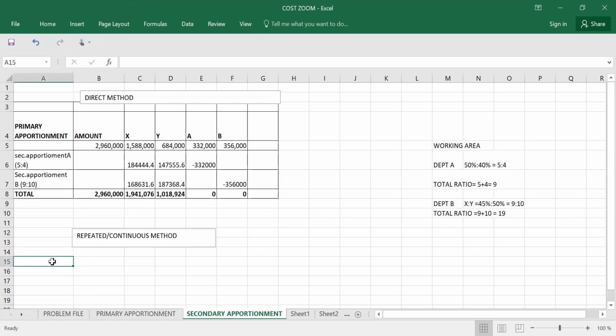Now for the continuous method, here the service departments also continue to distribute to each other. They continue to distribute to each other, even the other one distributes to the other, just like that. It is repeated until the cost distributed in the services is very insignificant, doesn't make any significant figure. So the same way we did there is the same.